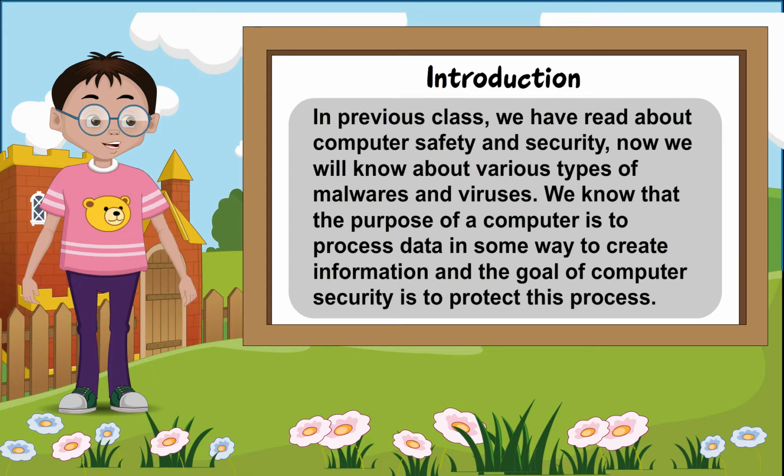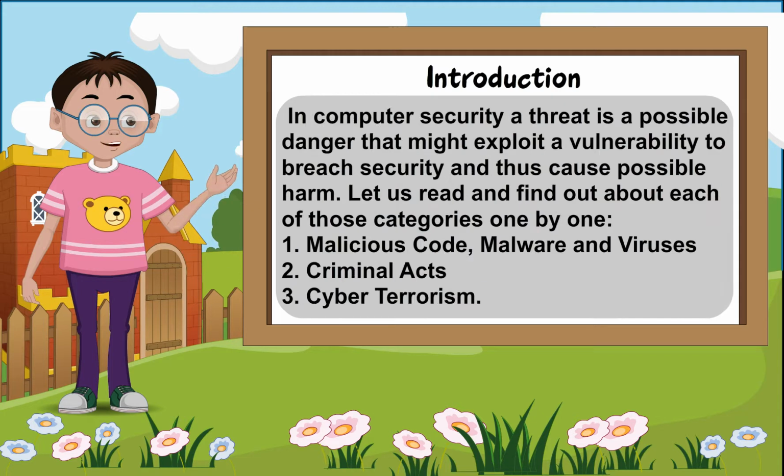We know that the purpose of a computer is to process data in some way to create information, and the goal of computer security is to protect this process. In computer security, a threat is a possible danger that might exploit a vulnerability to breach security and thus cause possible harm. Let us read and find out about each of those categories one by one.